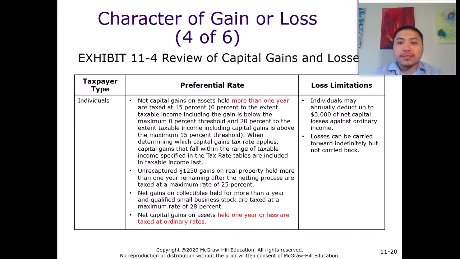And for loss limitation, we know the maximum loss deduction is $3,000 for capital loss. It doesn't matter if it's a long-term or short-term capital loss. The taxpayer is able to deduct $3,000 from ordinary income. We already talked about this, I don't remember which chapter, but a long time ago. So for individual taxpayers, I can say we're pretty familiar with this.